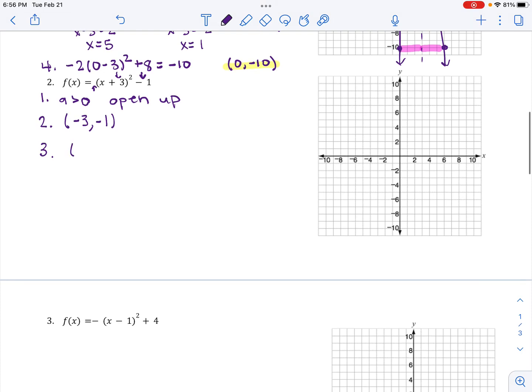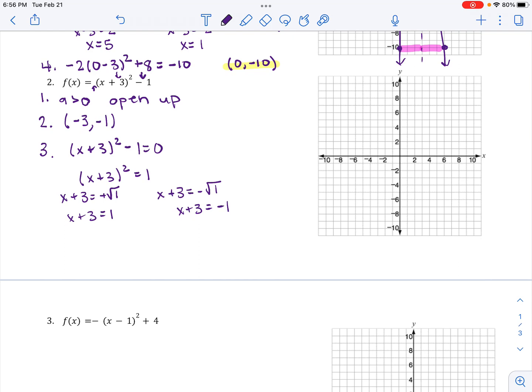Step 3, we're going to set this equation equal to 0. Minus 1 equals 0, and we're going to solve. I'm going to add 1 to both sides first. So I get x plus 3 equals the positive square root of 1, and x plus 3 equals the negative square root of 1. That tells me x plus 3 equals 1, and x plus 3 equals negative 1. So x is going to equal negative 2, and x is going to equal negative 4. Those 2 points are (negative 2, 0) and (negative 4, 0).